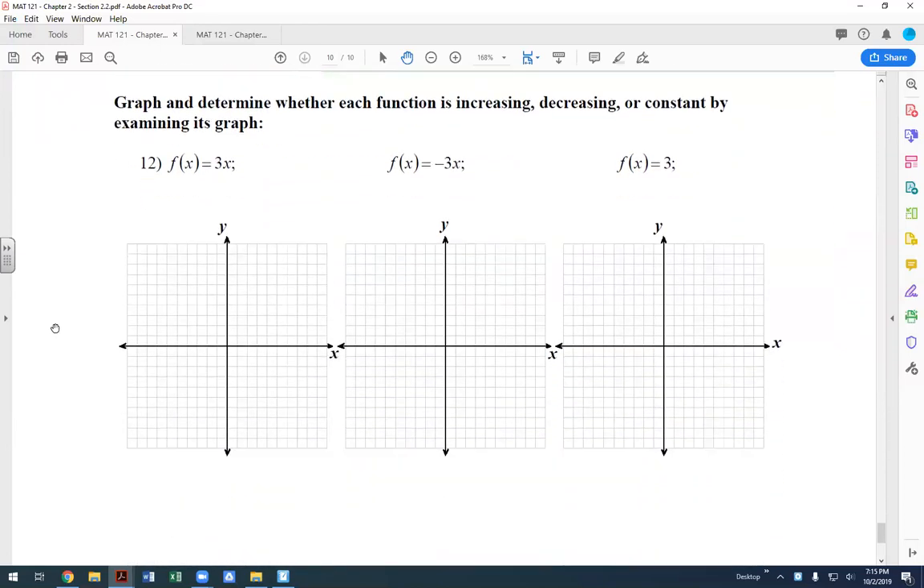So what will these graphs look like? 3 of x, negative 3 of x, and just 3. All right, how do we graph the first one, 3 of x? Some of you should know this, even if all of you don't. How do we graph y equals 3x?